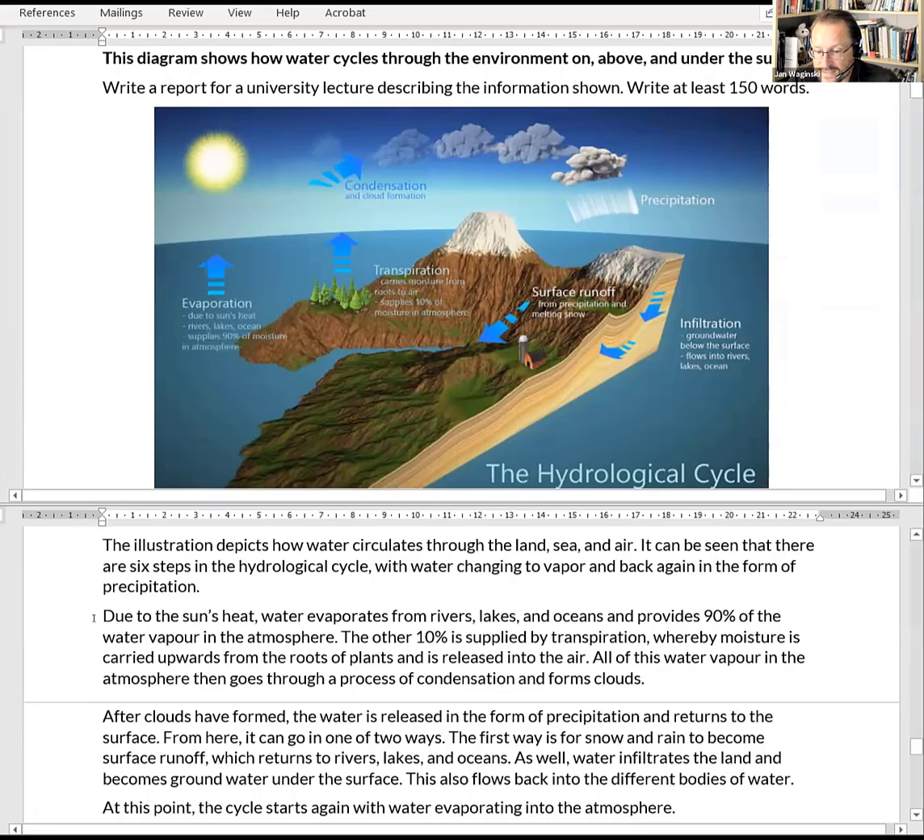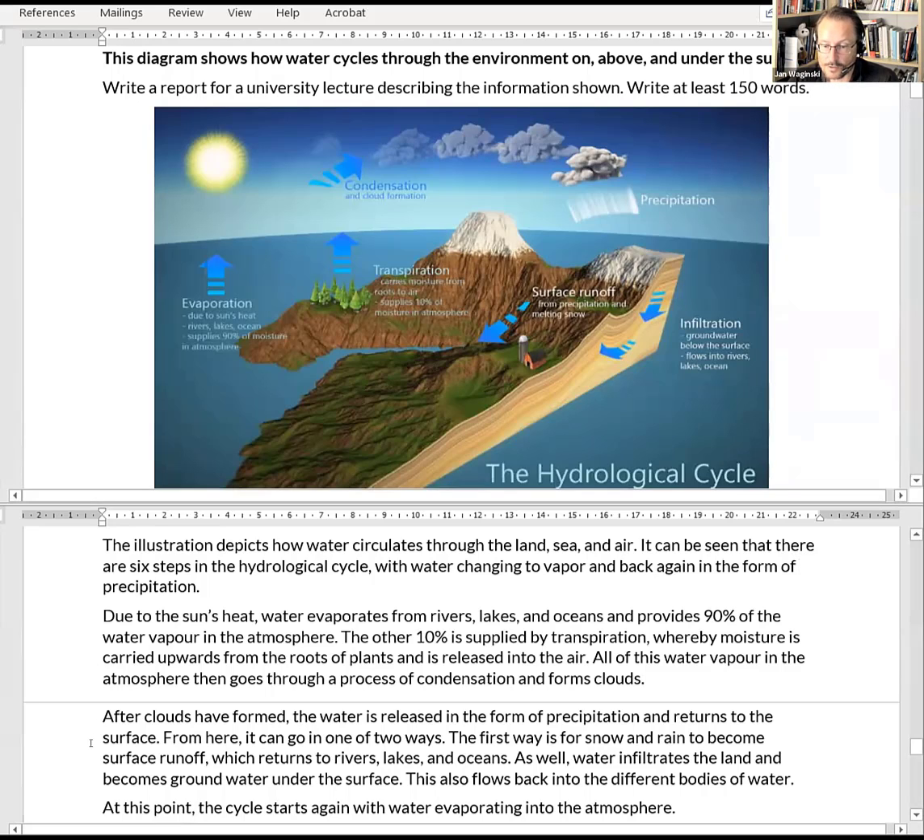Due to the sun's heat, water evaporates from rivers, lakes, and oceans and provides 90% of the water vapor in the atmosphere. The other 10% is supplied by transpiration, whereby moisture is carried upwards from the roots of plants and is released into the air. All of this water vapor in the atmosphere then goes through a process of condensation and forms clouds. After clouds have formed, the water is released in the form of precipitation and returns to the surface.